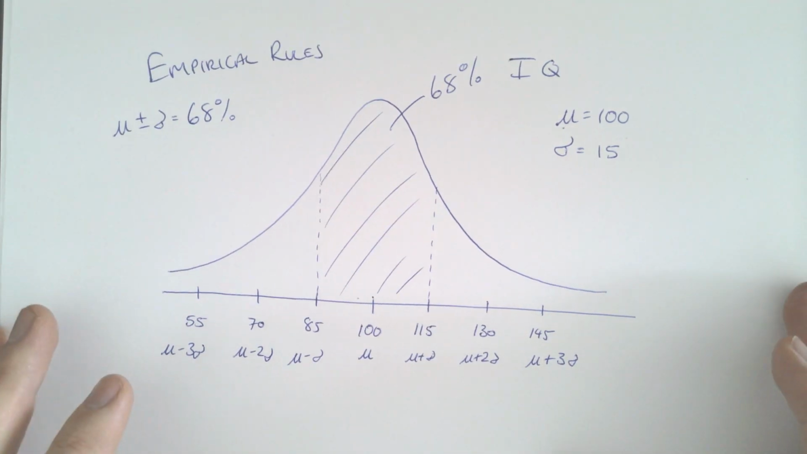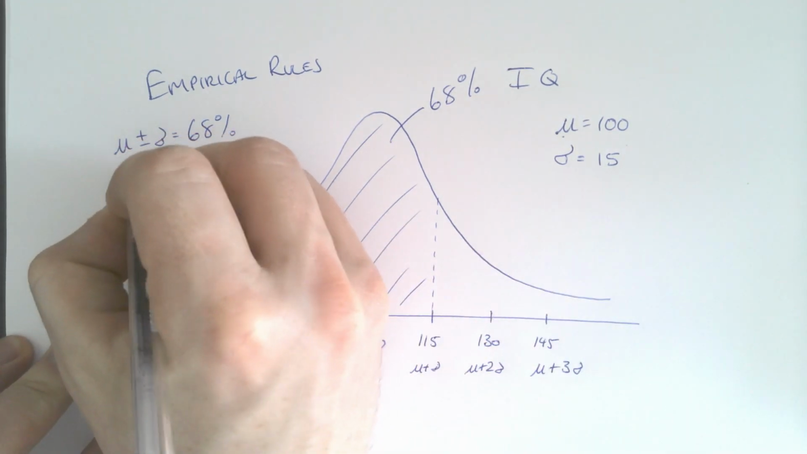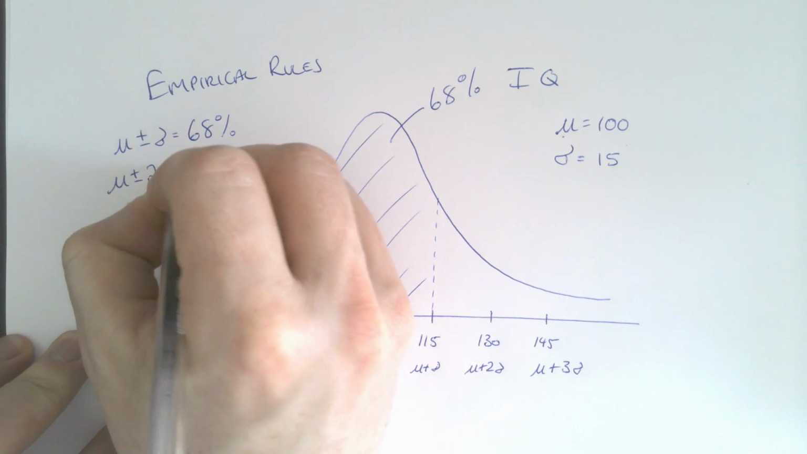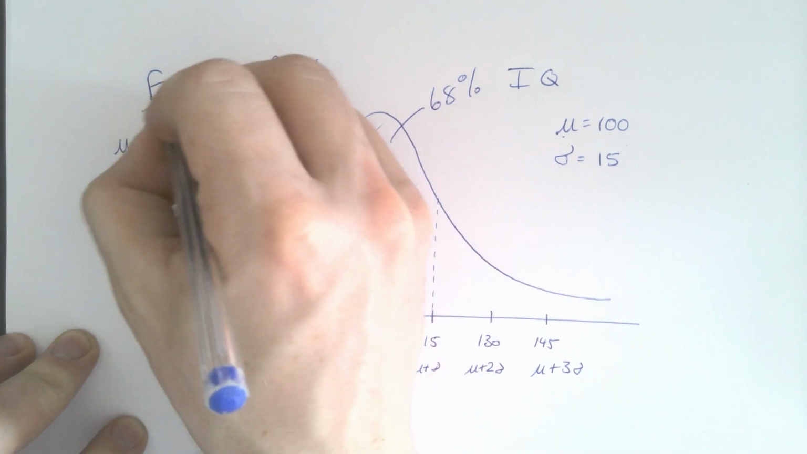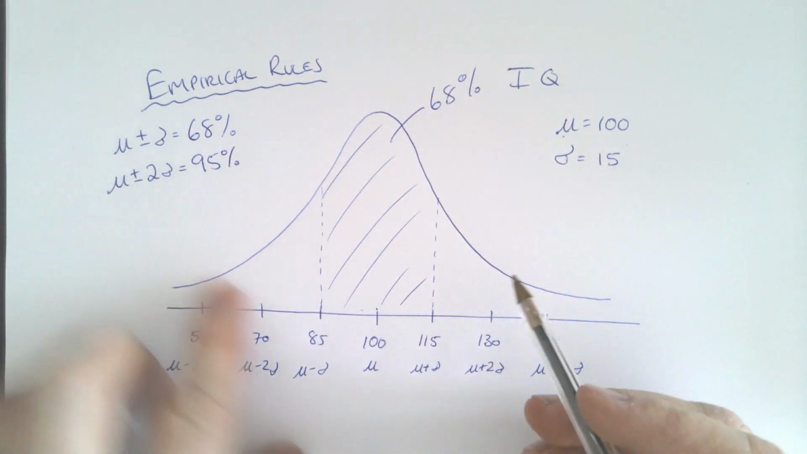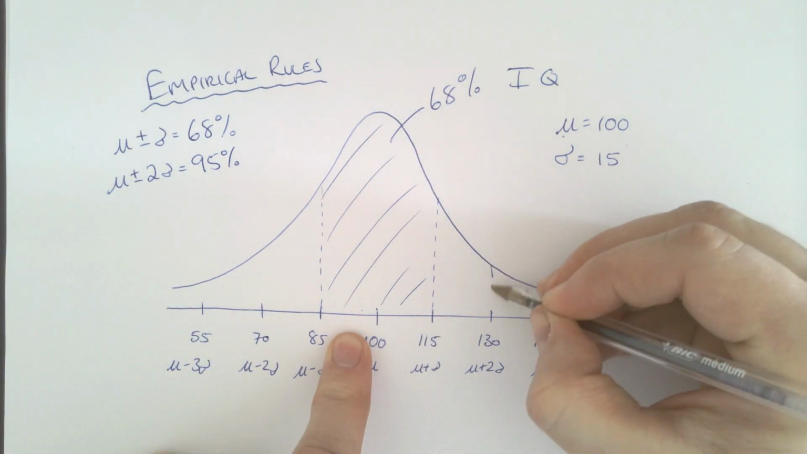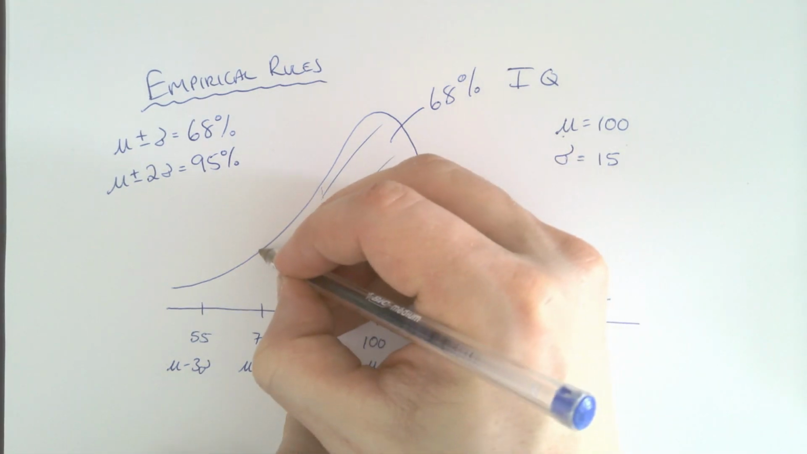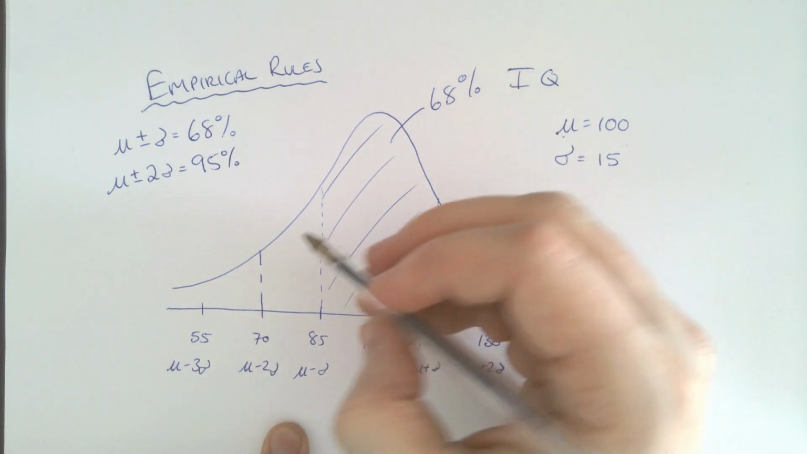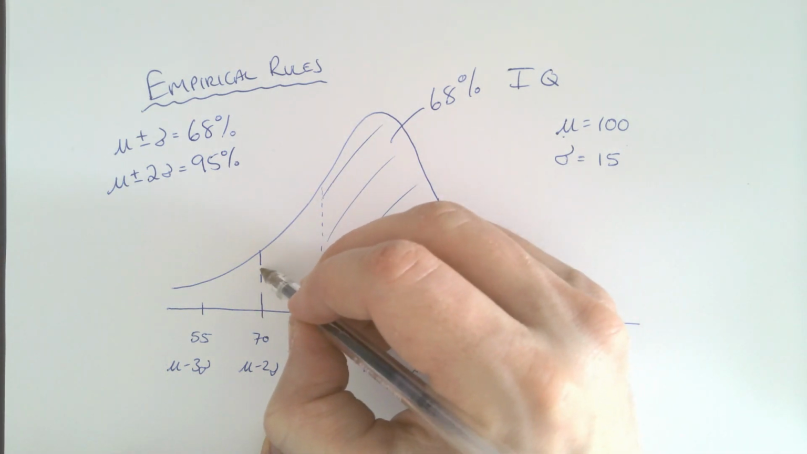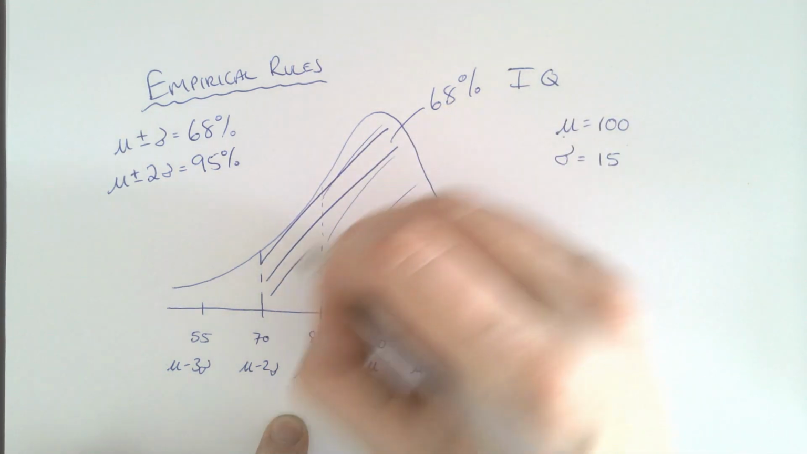The next empirical rule is if we go plus or minus 2 standard deviations away from the mean, that accounts for 95% of the population. So from the mean, go 2 across. I'll do this with slightly thicker dotted lines, 2 across either way. And now we're saying that this whole region, I'll make it thicker so you can see the whole way through.